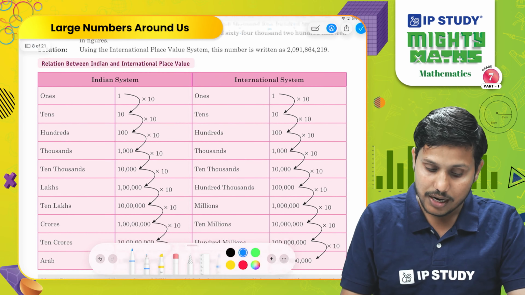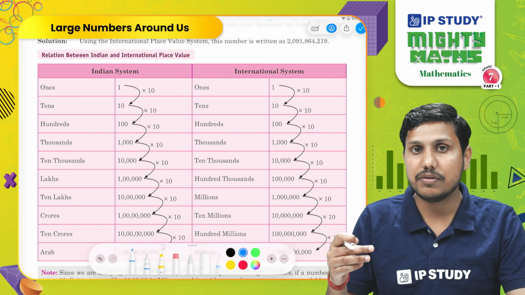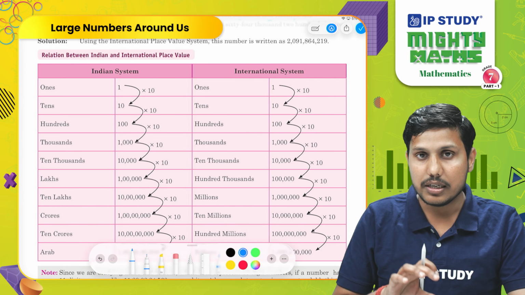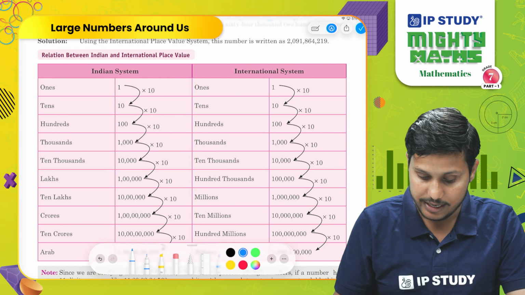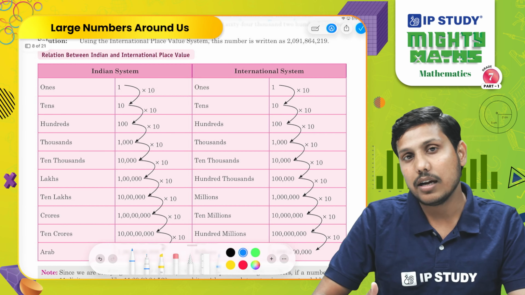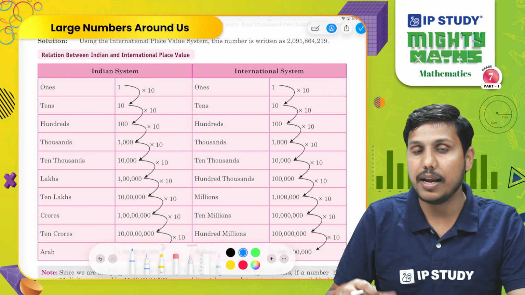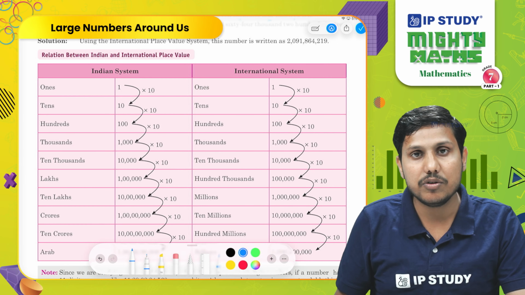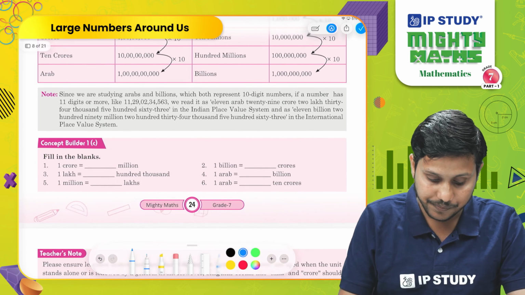Here we have a chart which shows the relation between the Indian and international place value systems and how the digits used in both differ in their place value. We use lakh and crore in our Indian place value system and million and billion in our international place value system, but we can relate them using this chart.